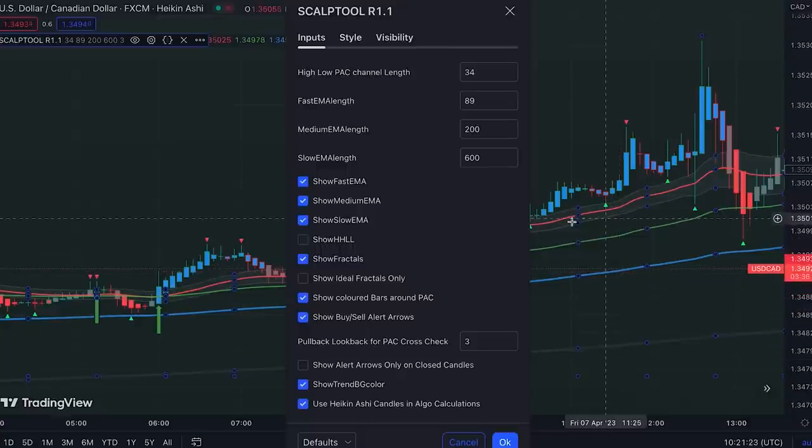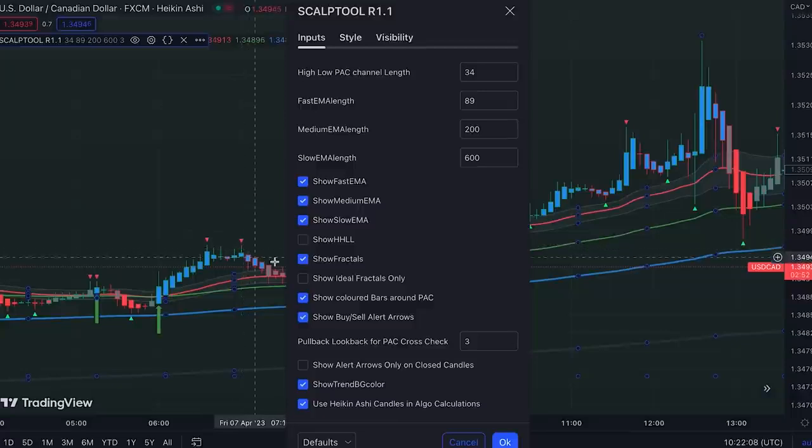We have also a price action channel, which throughout this video we just call PAC, and it's a 34 exponential moving average based on close and high and low. These small triangles that you see on the chart are fractals which are activated by default, and we can also activate show ideal fractals only, so some of the false fractals which are based on noise can be filtered.